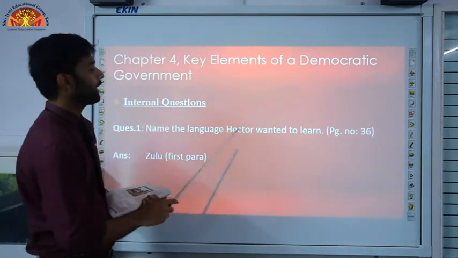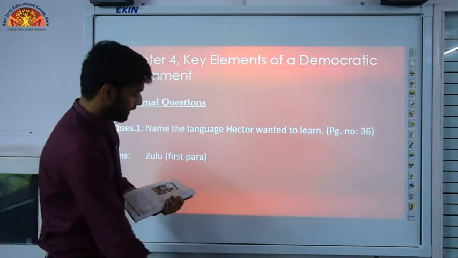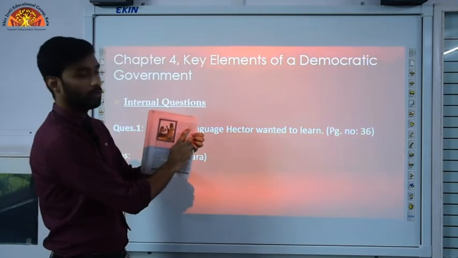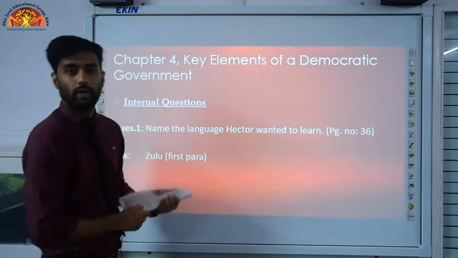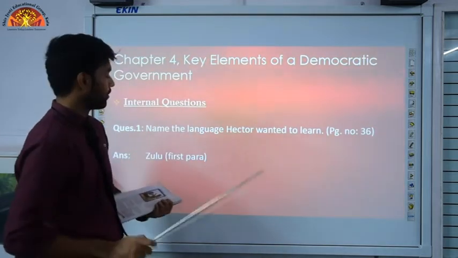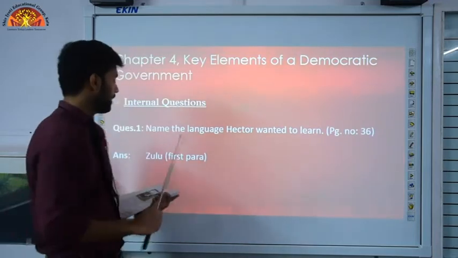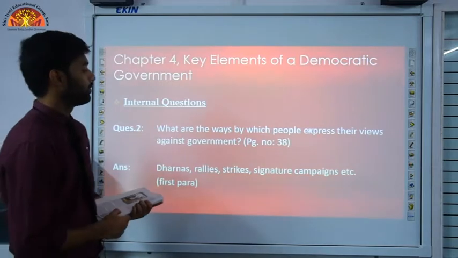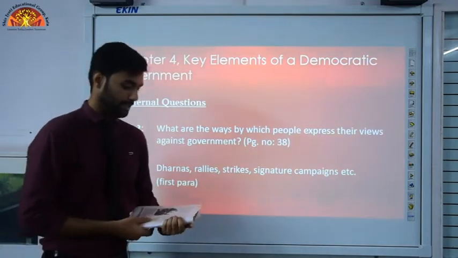The language which Hector wanted to learn was Zulu. You can underline this in the first para, fourth line. It is marked here, the fourth line, Zulu, or simply you can write it right below the question itself. It's a one-word answer. So what was the language that Hector wanted to learn? कौन सी भाषा थी वो? It was Zulu. Okay, moving on to the second question which you will find on page number 38. Please open your book on page number 38.